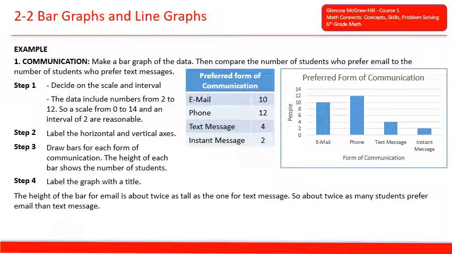And the height of the bar for email is about twice as tall as the one for text message. So about twice as many students prefer email than text message. So email 10, text message 4. You know that if you double 4, 10 is still greater, right? So you could do it from the table, or you could do it from the bar graph. See, the bar graph is going to give you the quick visual on which one is greater.